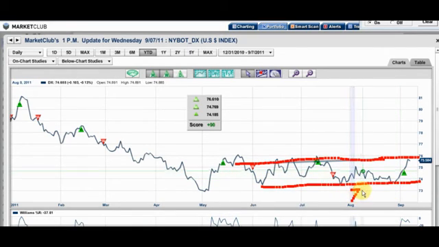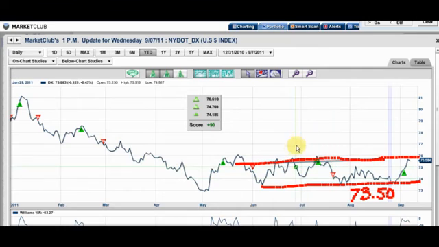The 73.50 area is like a huge support for this market. Every time it's gotten down there, it's bounced up. Last time we've gone from 73.50 up to 75.58, which is a huge move in terms of currencies. But we're still not clear of this picture.